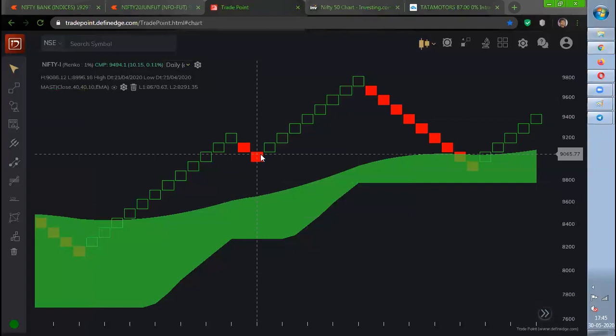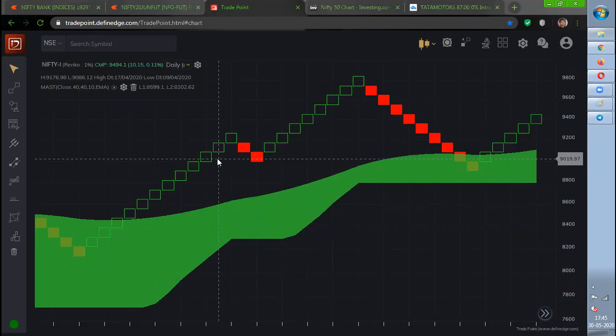Okay, bro? Yeah. Good. So suppose in a day, assume Friday, it has moved only 50 points. The overall movement is only 50 points. Then that means a block will not get formed.